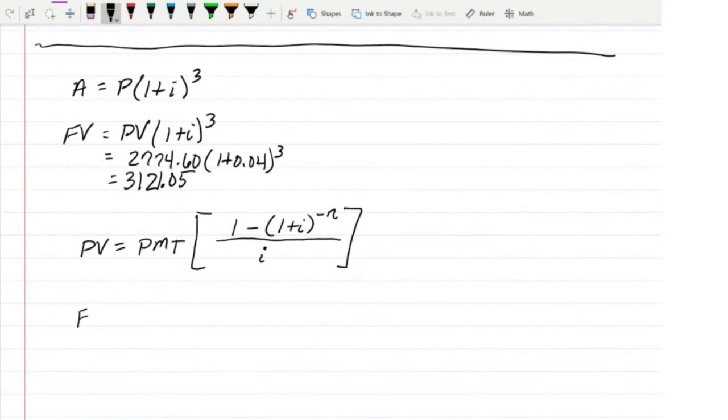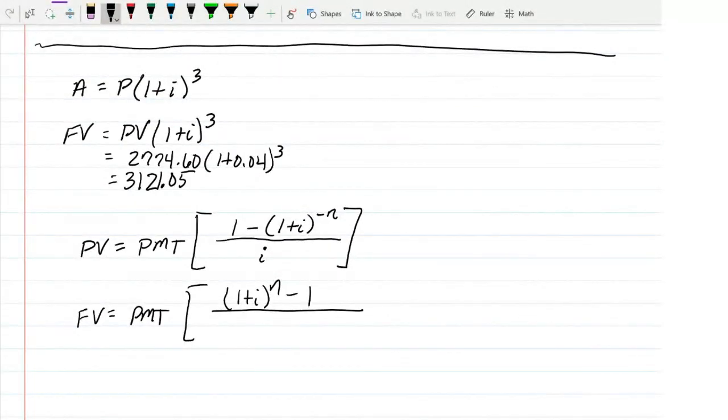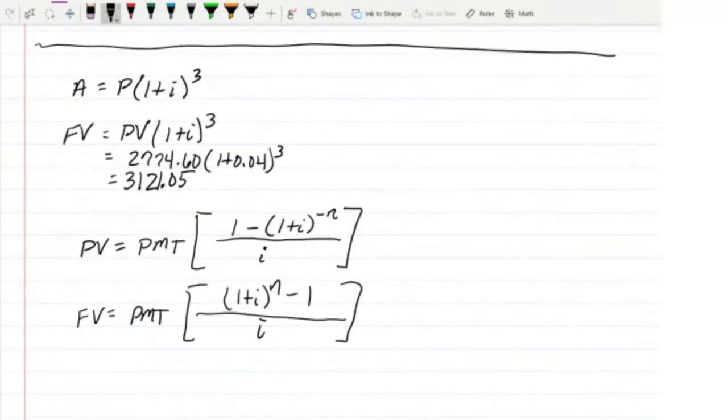Compare that to the future value formula. Here's the two formulas side by side. And parentheses to the positive n power is a number bigger than 1, which explains why it had to be parentheses minus 1 in the future value formula, because otherwise it would give me a negative number. I don't want that. So they have to work this way.